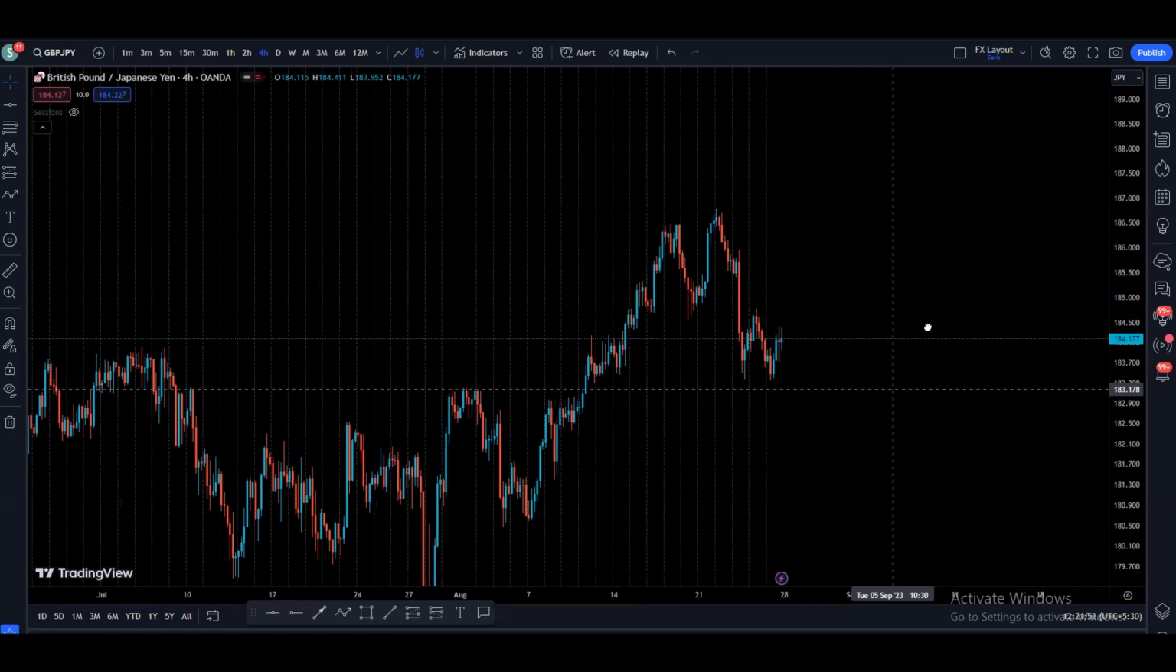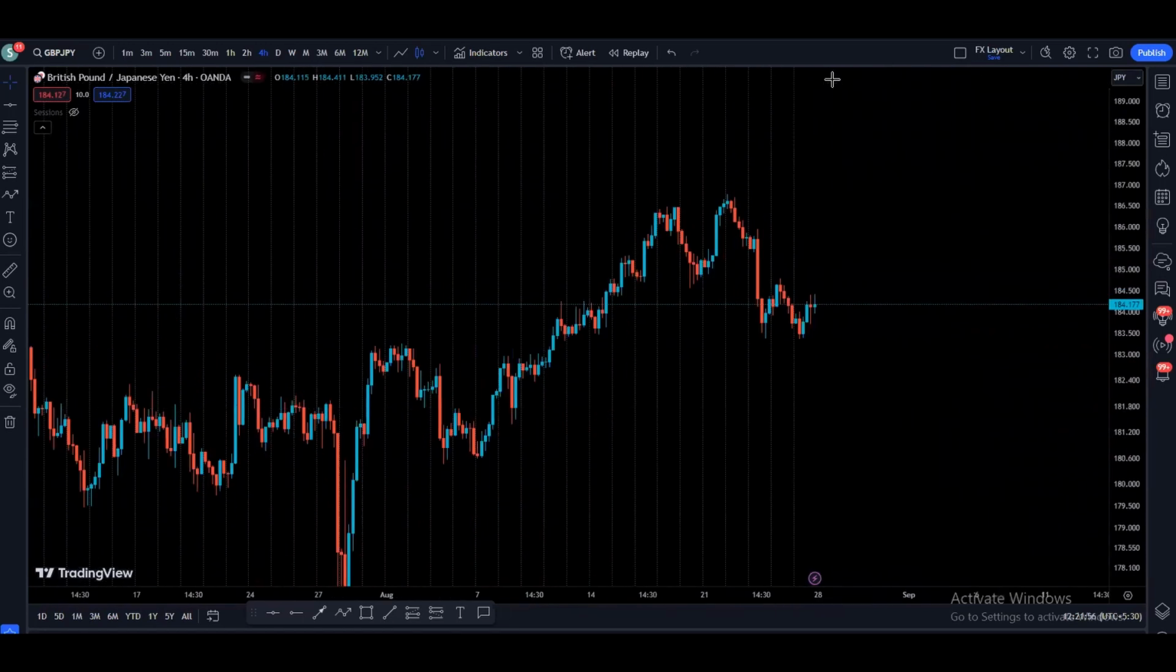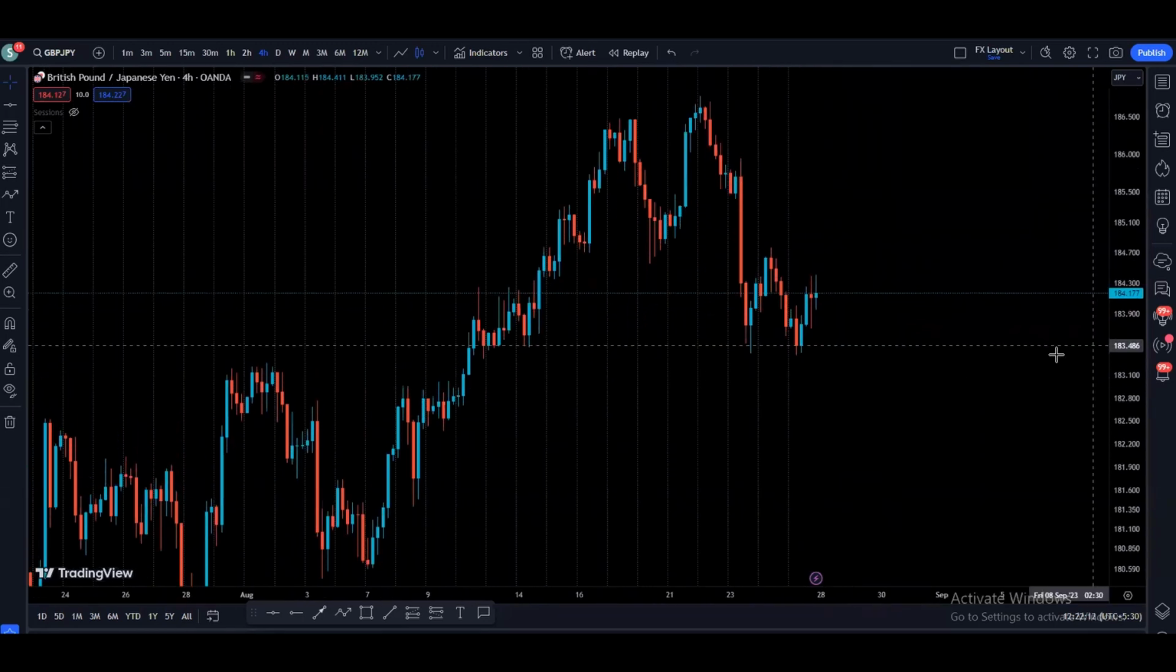On the 4-hour time frame, we can see that the price was bullish and had a bullish market structure, but right now we have broken the market structure to the downside. So we could see that we created a high, higher low, higher high, and after that we broke the previous low, created a low, lower high, lower low. So we have a bearish market structure on the 4-hour time frame right now.